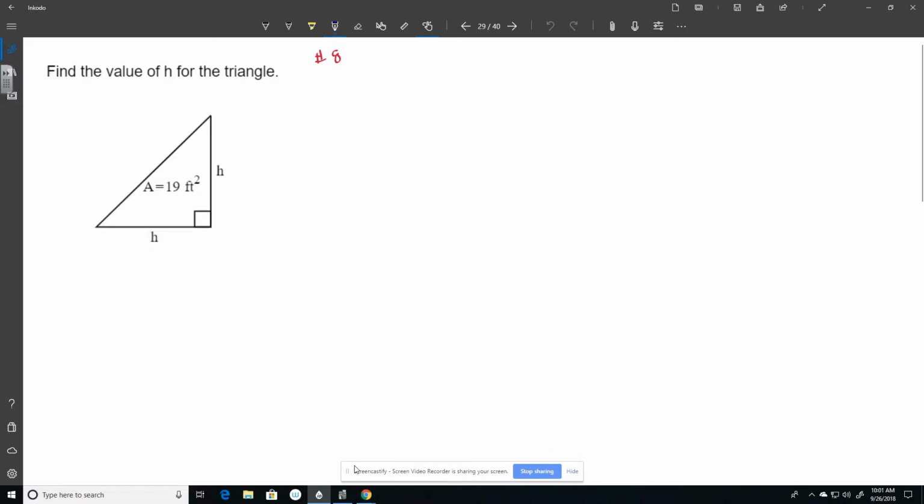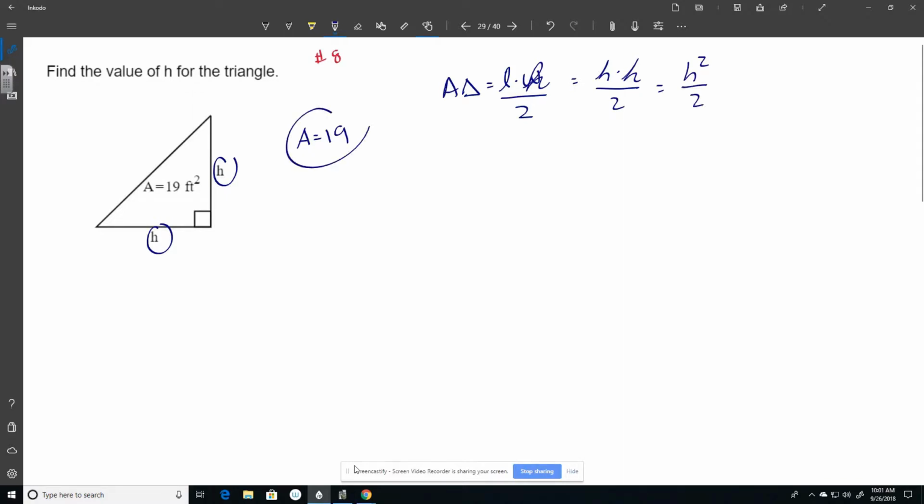Find the value of h for the triangle. So it gives you a triangle, and it says that the area is equal to 19. And we know that one side is h, the other side is h. So the formula for the area of a triangle, remember, is length times width or height. I usually use height. Length times height divided by 2. Well, my length and my height are the same. It's h. So that's just h times h divided by 2, which is just h squared divided by 2. And we know that the area equals 19. So h squared divided by 2 equals 19.